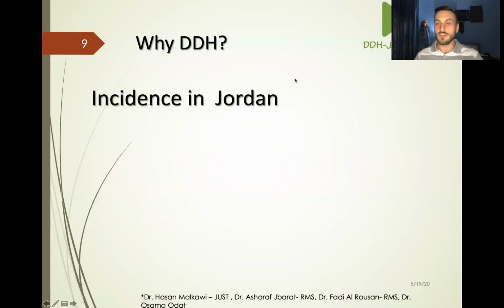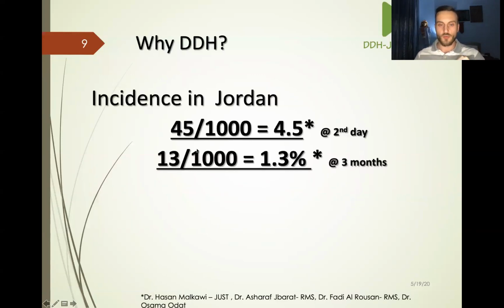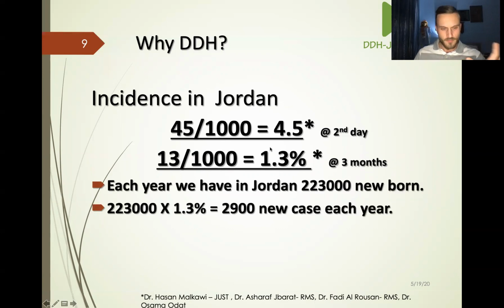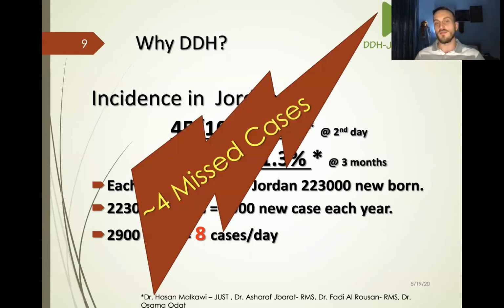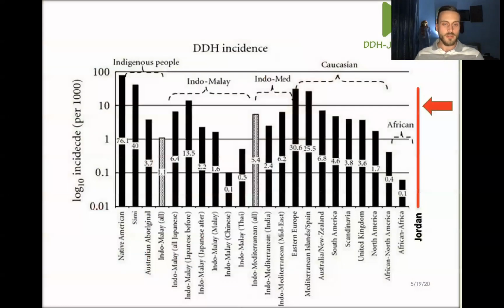So why DDH? The incidence in Jordan is 13 per 1,000, which is very common in the pediatric age group. Each year, approximately, we have about 223,000 newborns. So by doing the math, it's about 3,000 cases per year. The problem is that approximately half of them are either missed or mistreated. So this is the incidence of DDH in comparison between Jordan and other places in the world. It's really common in the Mediterranean region.